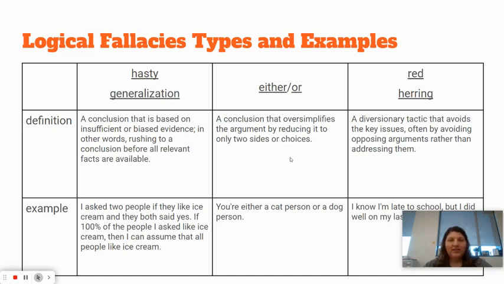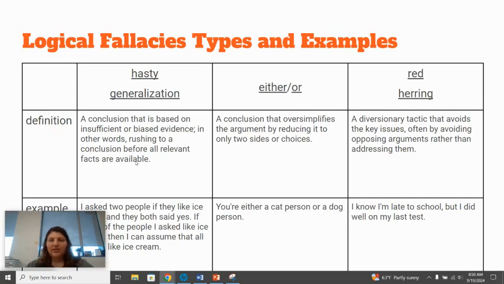The next fallacy is either or. And this is a conclusion that oversimplifies the argument by reducing it to only two sides or two choices. We have this choice or we have this choice. An example is you are either a cat person or a dog person. Well, that argument doesn't leave room for people who have both pets, or people that have neither pets, or people that prefer reptiles or like fish. We're only reducing down to these two choices.